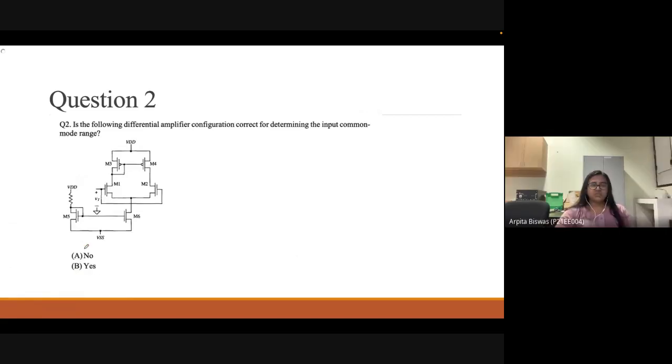So this is question 2. Is the following differential amplifier configuration correct for determining the input common mode range? So see the circuit carefully and give the answer. Option A is no, or option B is yes. And please try to find out the reason behind it. If it is no, then why? And if it is yes, then why?